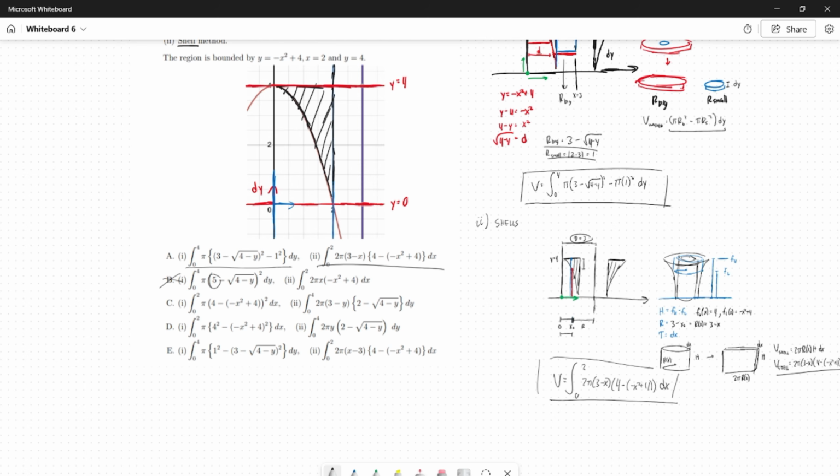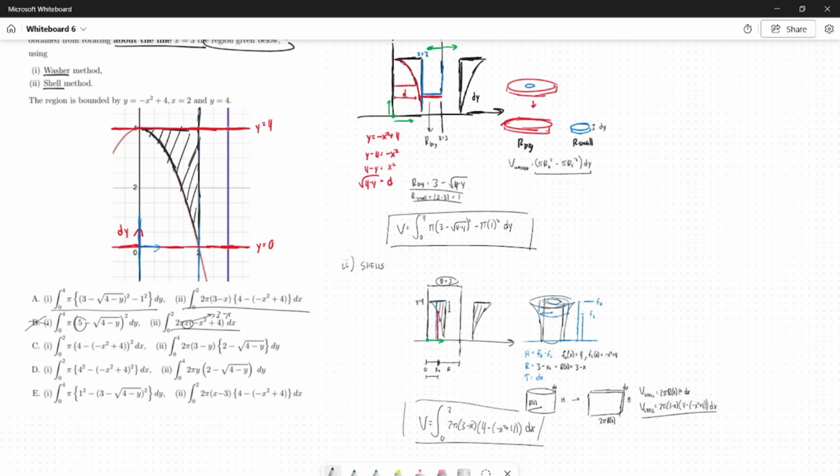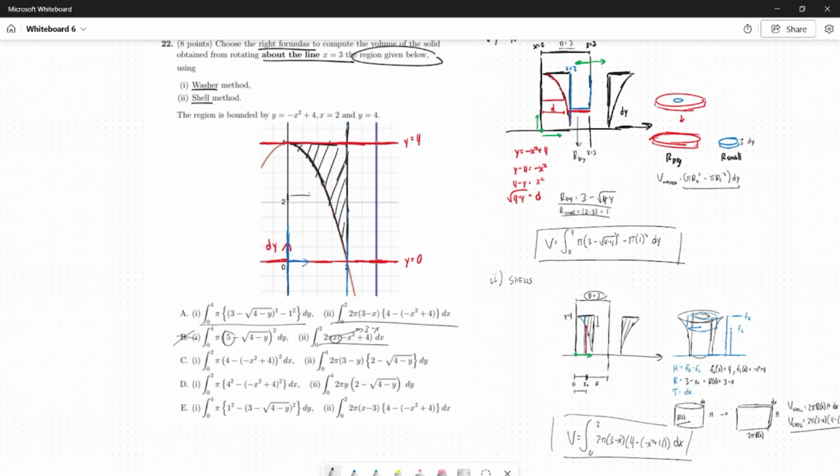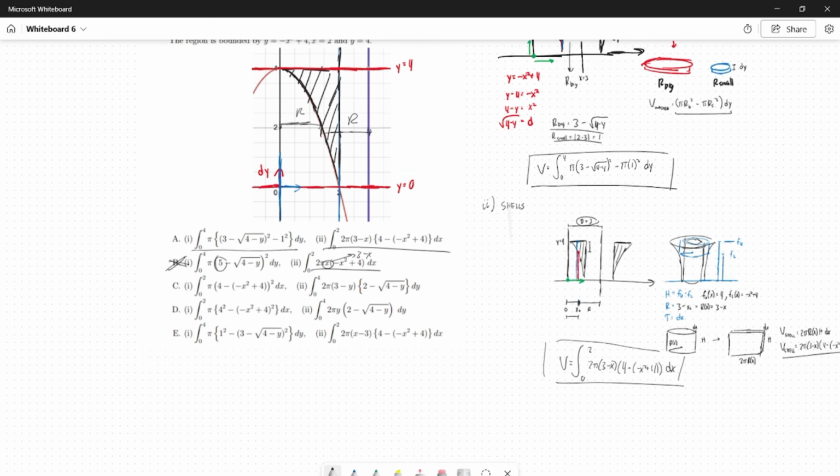And additionally, if we look in the second formula with shells, this radius should be 3 minus x and not x. That means that your radius would be this. But the radius that we want, or sorry, the radius that the formula uses would be that. But the radius that we want is this. Right? So we know that this one's wrong right off the bat.